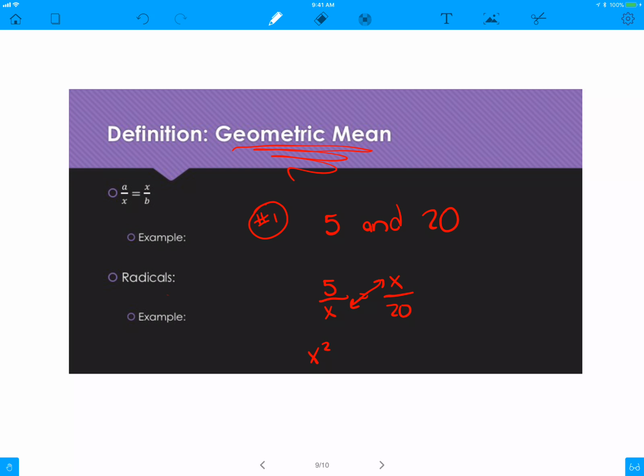So x times x is x squared. You take 5 times 20. Now, if you don't know what 5 times 20 is, that's a perfect 100. Now, how do you solve that? You take the power 2 over, you bring it down, and you do a square root. Now, 100 has a perfect square root. It's 10, 10 times 10. That's the answer that they're looking for. That's the geometric mean. That's the answer for problem number 1.